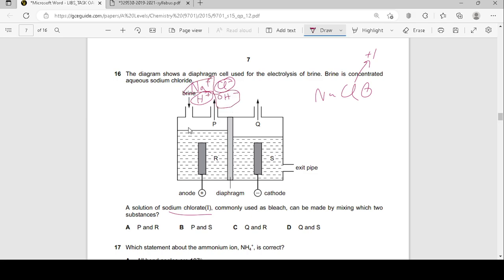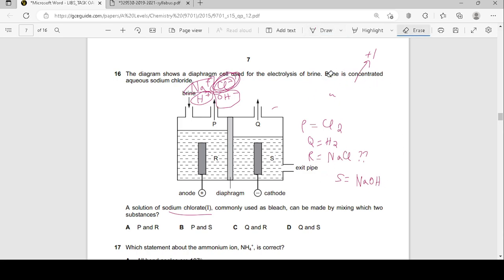At the anode you get Cl2, and at the cathode you get H2 gas, and in the solution you have NaOH. So that's the exit pipe, I guess. Between which two substances do you make sodium chlorate(I)? P is CO2, Q is H2, and R is NaCl, I guess. S is NaOH. I'm assuming these, but maybe I'm wrong.